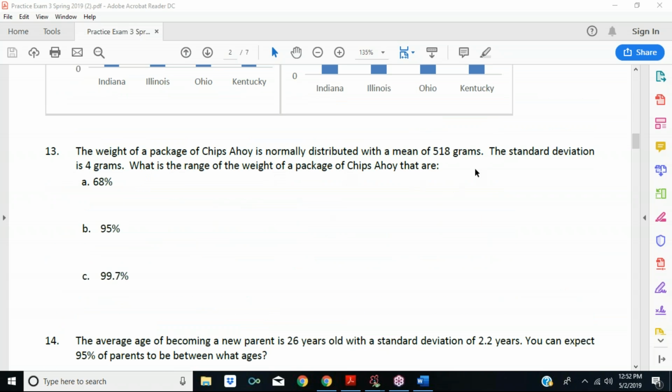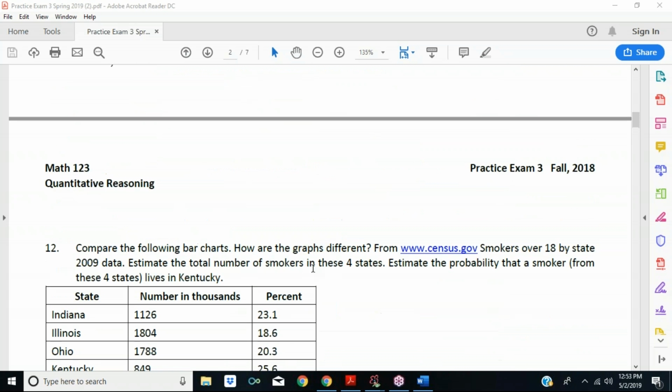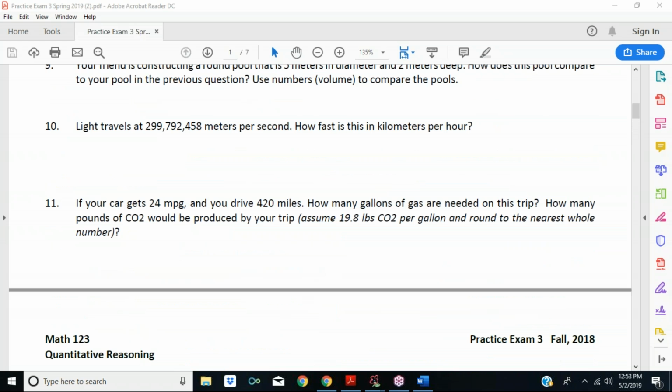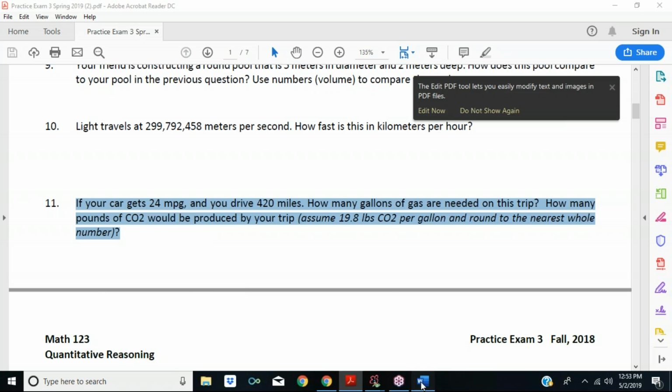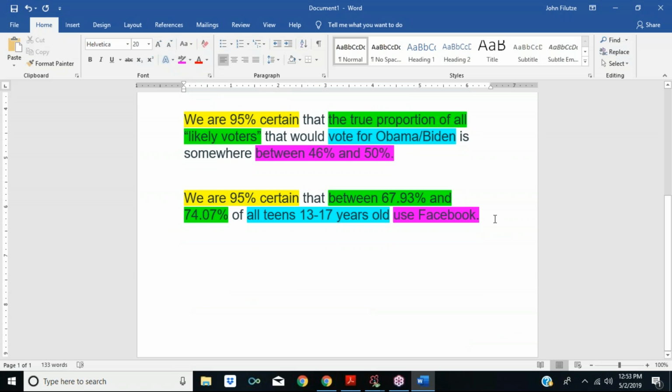So this one here, number 13, is calculating that range for the 68, 95, and 99.7%. That's the normal distribution. So you add and subtract the standard deviation once for A, twice for B, and 3 times for C. So be careful when you do your exam. You know which one you're looking to find. So number 11. Let's see number 11.